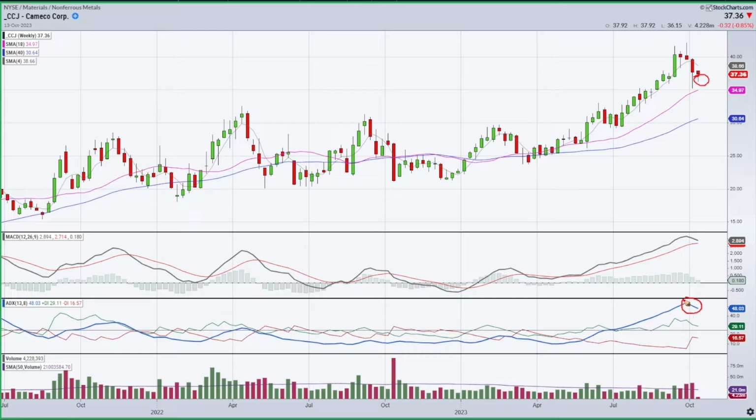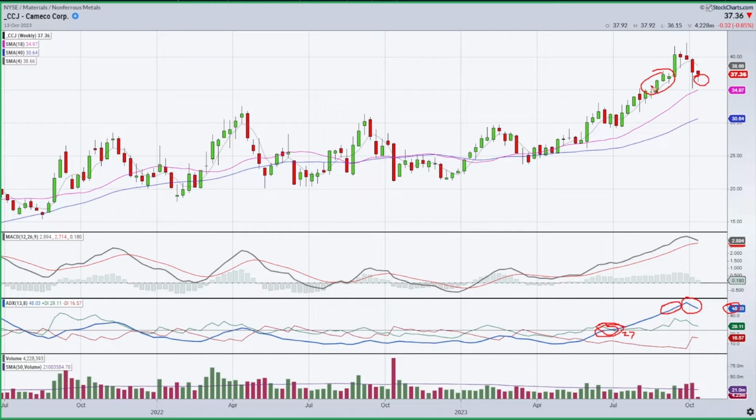So this line has turned down, but it's at 48. This line was rising and it was at 25. Maybe by that time it was around 27. So in this case, even though the ADX was much lower, I like this one because it's rising. See what I mean?